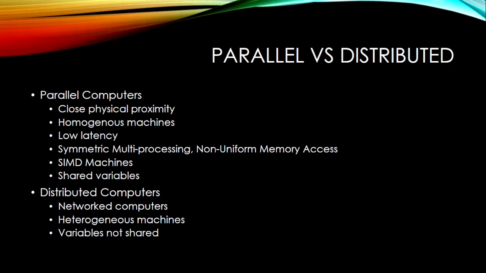While distributed computers, on the other hand, are networked computers. Distributed computers can be geographically distributed. Distributed computers can be heterogeneous machines, so they can be different kinds of machines. And usually variables are not shared, and communication among distributed computers is done through message passing, through network means.